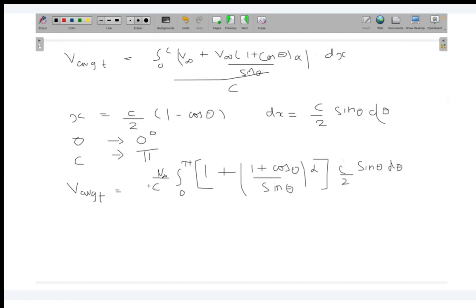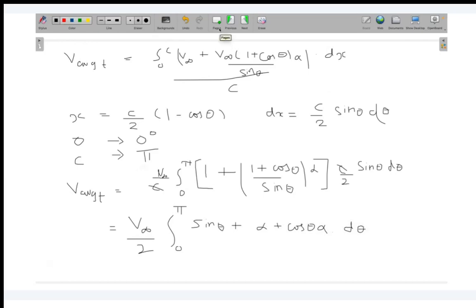So you'll have v infinity by 2, and then integral 0 to pi. So multiply sine theta inside, so this will become sine theta plus sine theta, and this sine theta would cancel out, and you'll have alpha plus cos theta into alpha into d theta. All right. So now let's do the integration.